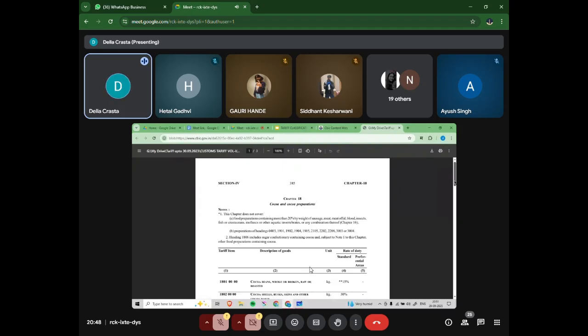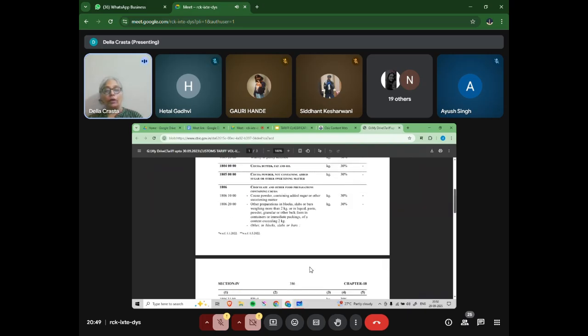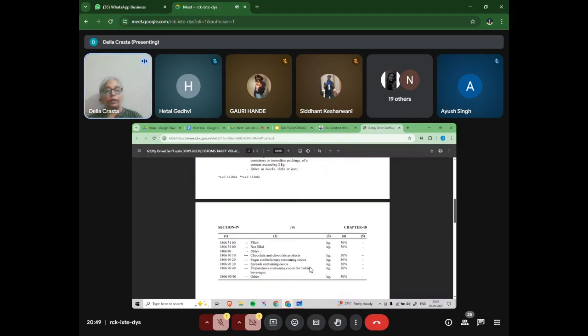So you have 1806, okay. 1806 is chocolate and other food preparations containing cocoa. So cocoa powder containing added sugar or other sweetening matter. Other preparations in blocks, slabs or bars weighing more than 2 kg or in liquid, paste, powder, granular or other bulk form in containers or immediate packings of a content exceeding 2 kilograms. Okay. And here others in blocks, slabs and bars.